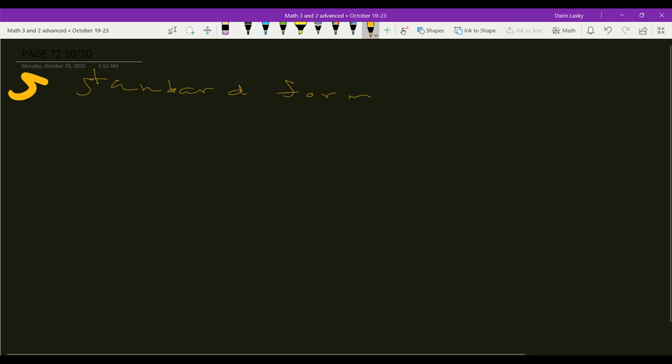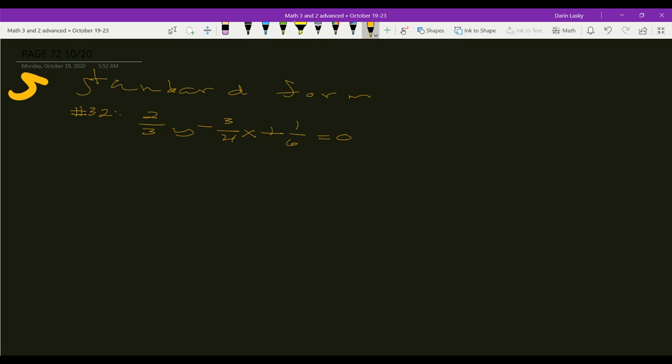Standard form. Okay, so if we're looking at standard form, this is number 32. You guys just need to do the odds, but if we take number 32, it is 2/3 y minus 3/4 x, and that is going to be plus 1/6.